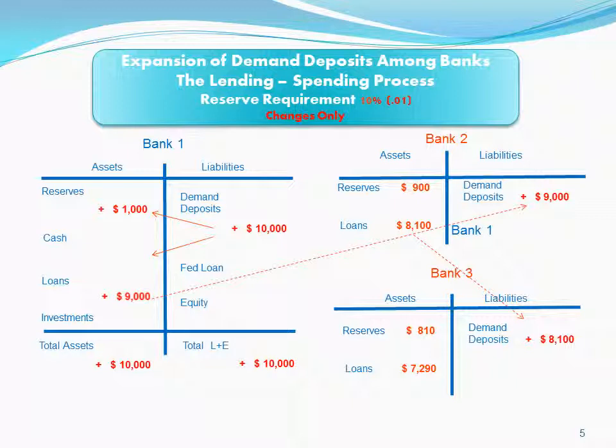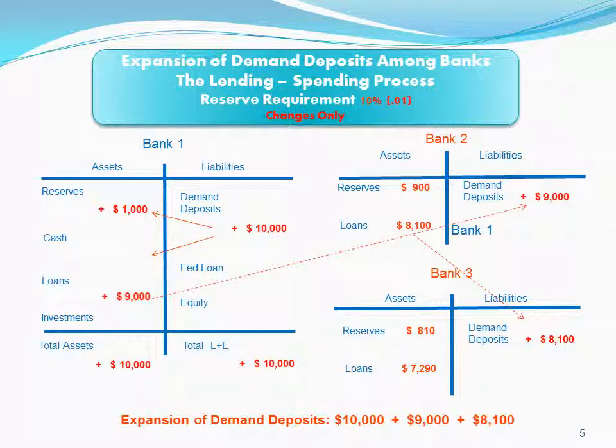So what we see here is a cycle of lending and spending. Bank 1 made a loan. That company is going to put it somewhere and probably spend it. Bank 2 did the same. And so we have this creation of lending and spending through the connections in the banking system, or what we would call the expansion of demand deposits.